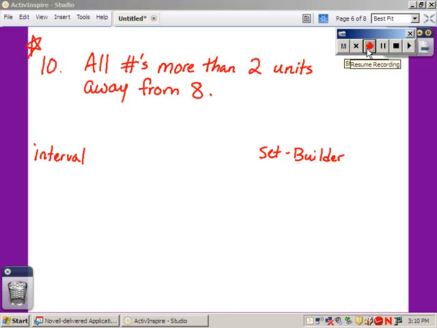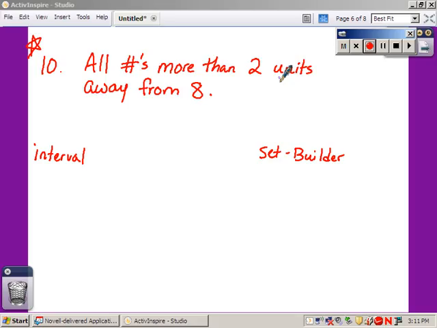I put a star next to this one on your paper because I thought it was probably the most difficult. And I definitely got a lot of questions about it today in class, so hopefully this will make a little bit of sense to you. If you think about this from a number line perspective, it wants you to write all the numbers that are at least or more than 2 units away from 8.